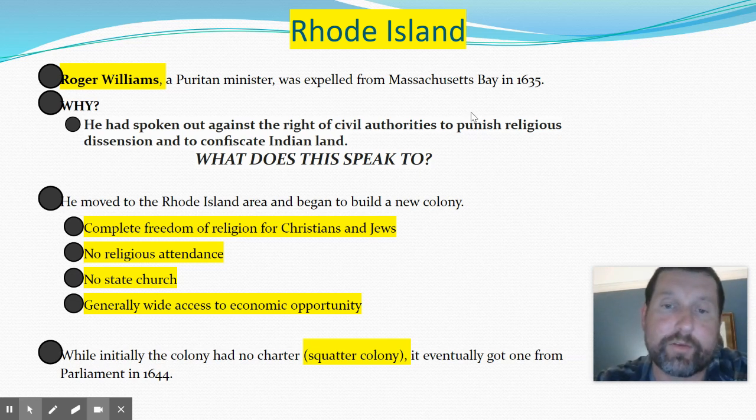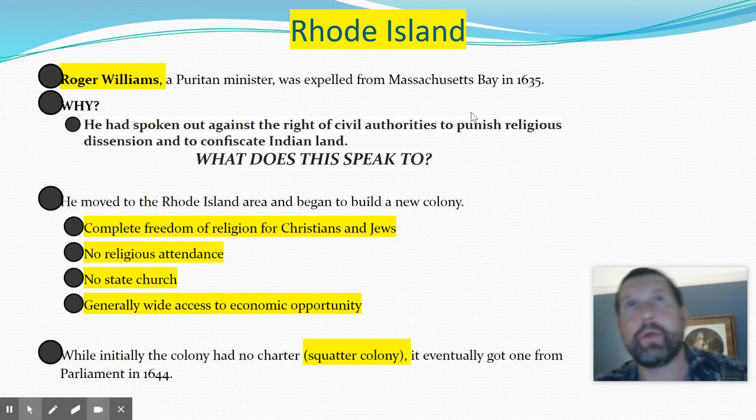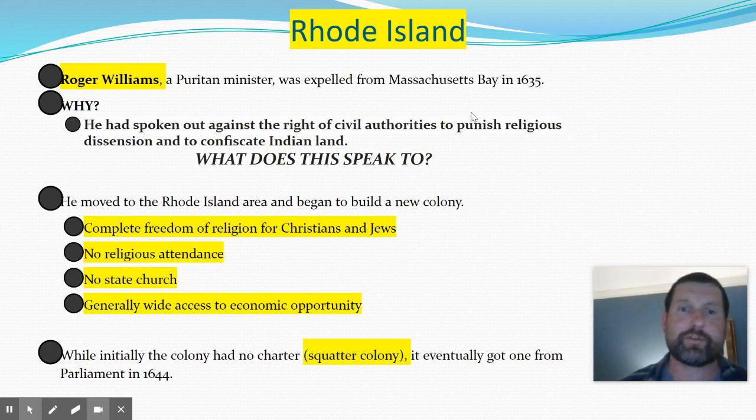This is, as I said earlier, originally a squatter colony. It was a squatter colony essentially from like I think 1635, 1636 until it becomes recognized as a colony with a charter from Parliament in 1644. And again, Rhode Island is unique because there is absolute religious freedom for Quakers, Jews, Christians, Catholics. There's no mandated religious attendance. There's no state sanctioned church. There's wide access to economic opportunity.